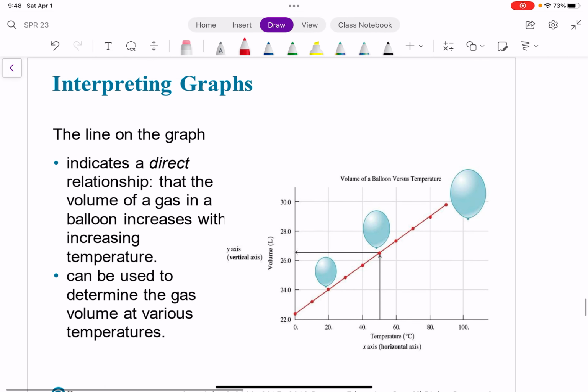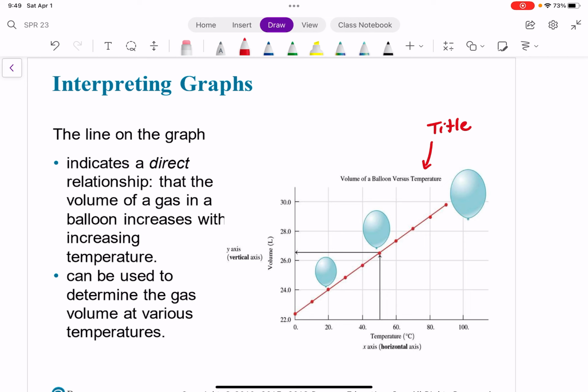I'm going to skip that previous slide. So when you're interpreting graphs, the first thing I do is I read the title. Here's the title of my graph. And notice that this title is descriptive: Volume of a balloon versus temperature. It's telling me the relationship that this graph is actually representing. So it's representing the relationship between volume and temperature for this balloon. So as I change the temperature, what happens to the volume?